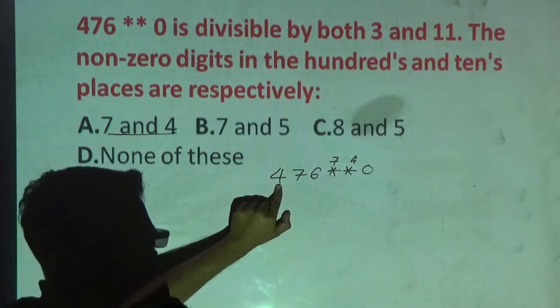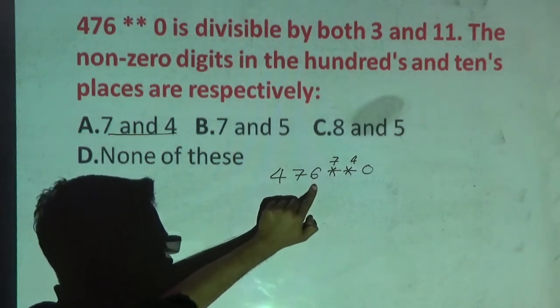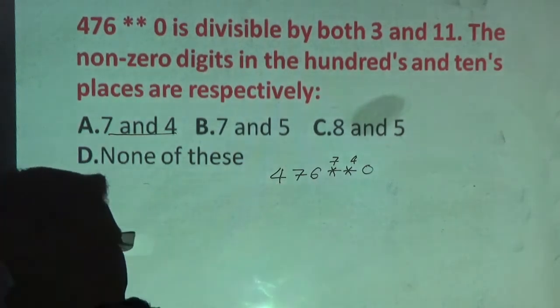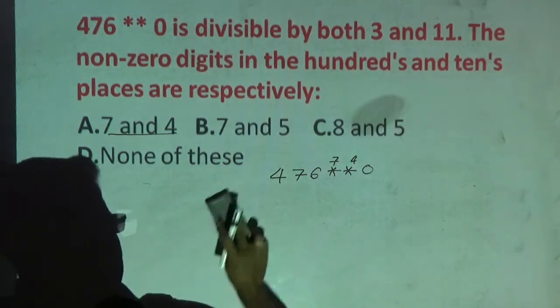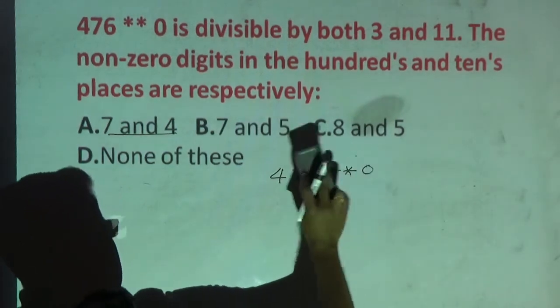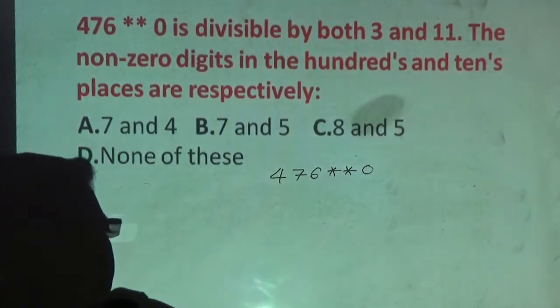Sum of all the digits should be divisible by 3. Now 7 plus 4 is 11, 11 plus 6 is 17, 24, 28. Is 28 divisible by 3? No. Therefore, I will skip this option. Next option is 7 and 5.